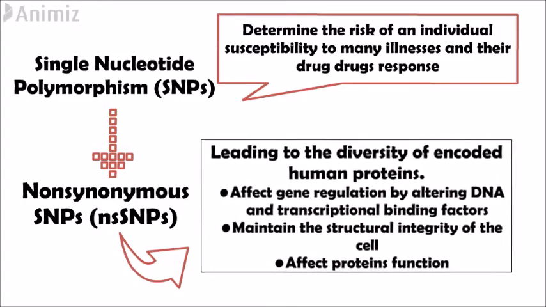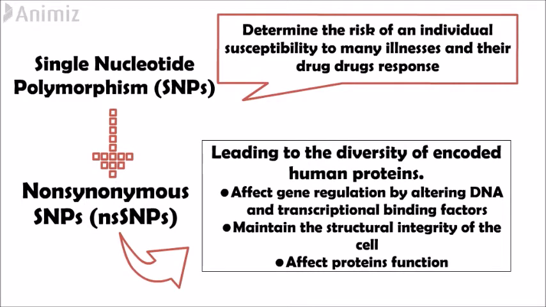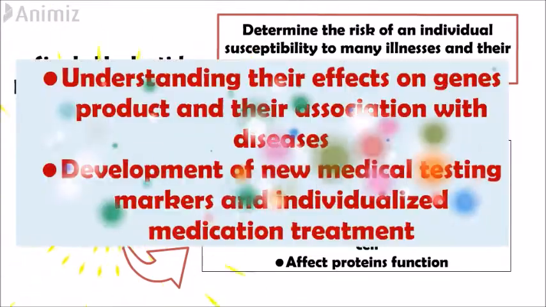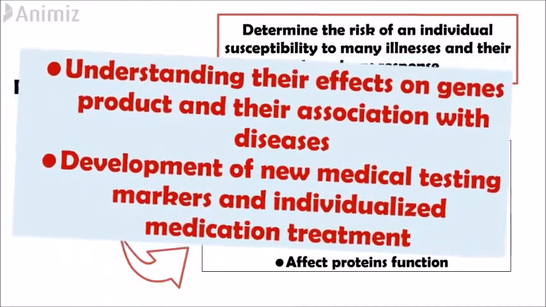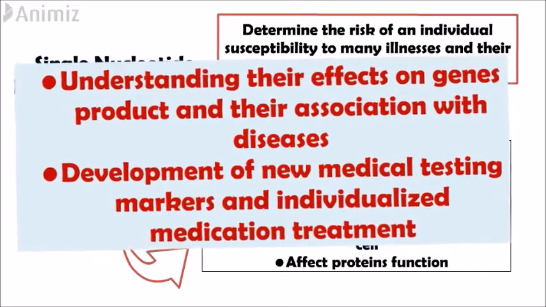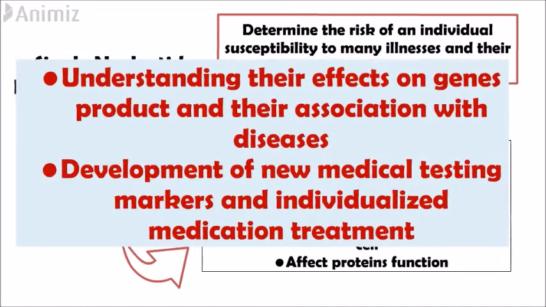human proteins, which are able to affect gene regulation by altering DNA and transcriptional binding factors, maintain the structural integrity of the cells, as well as affect protein function. Therefore, identifying and analyzing nsSNPs can help in understanding their effects on gene products and their association with diseases, as well as the development of new medical testing markers and individualized medication treatment.